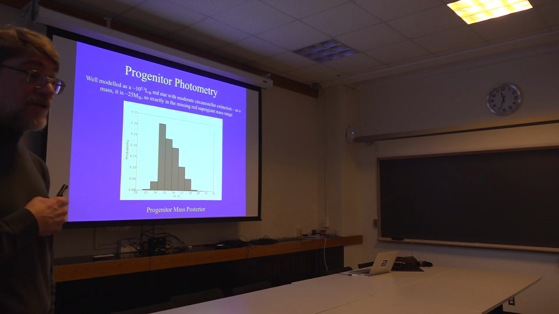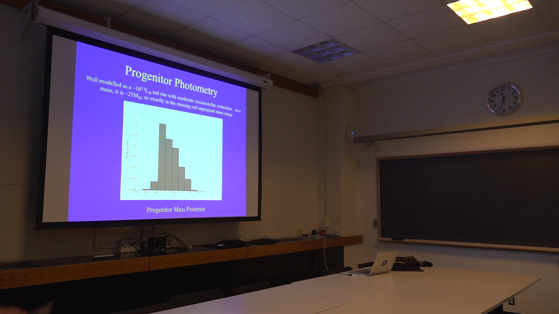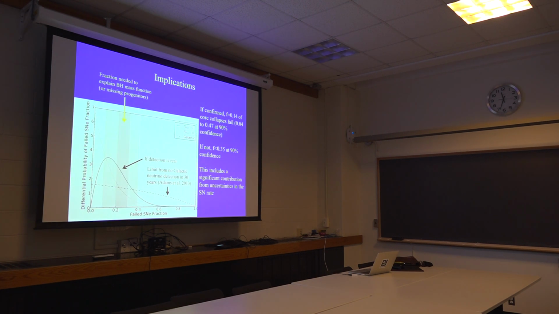All right, if you ask what the star was, it was a 20 or 25 solar mass red supergiant, sort of exactly in the bin where I've been arguing you ought to be looking for these things. So that all looks nice. All right, so here are the implications. If you think it's real, then the collapse failure rate is about 14%, with big error bars because it's only statistics of one.